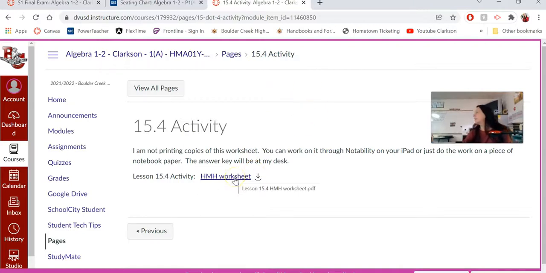The activity, I did not make paper copies of it. You're just going to open it up on your iPad. It's not for a grade, it's just extra practice. The answer key is up here, so you can come and check answers. It only has 4 questions. It's just to make sure you understand how to do the end behavior, but you're not turning it in.